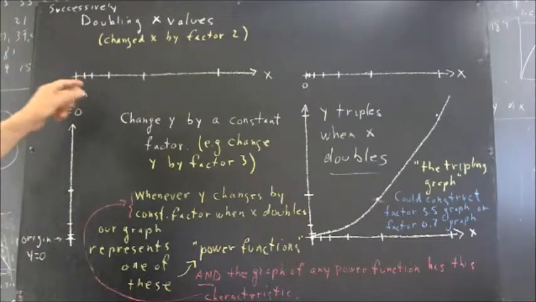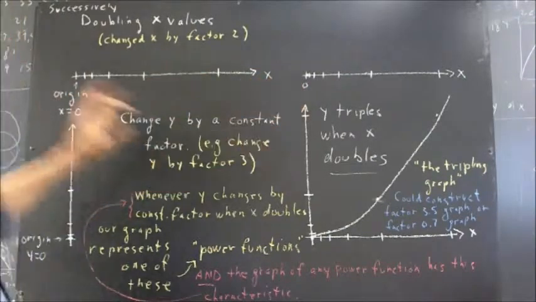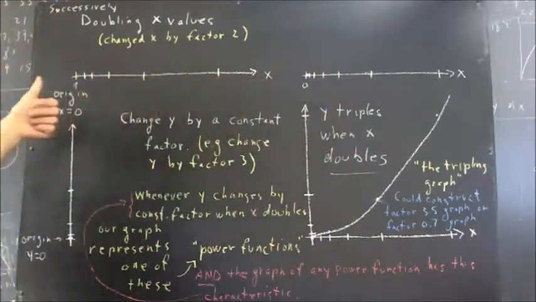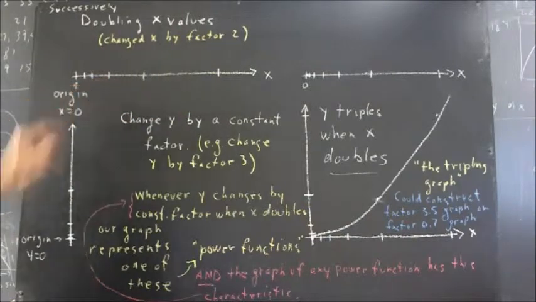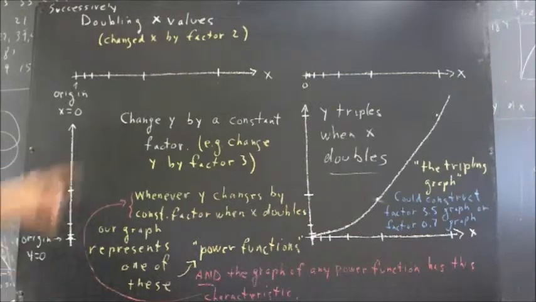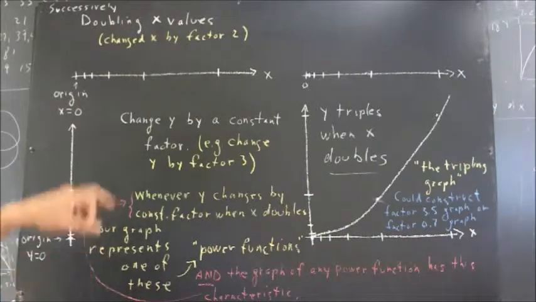Okay, so what we have is, as x increases, x values double. And that's equivalent to, as x decreases, the x values halve. H-A-L-V-E, not H-A-V-E, halve.